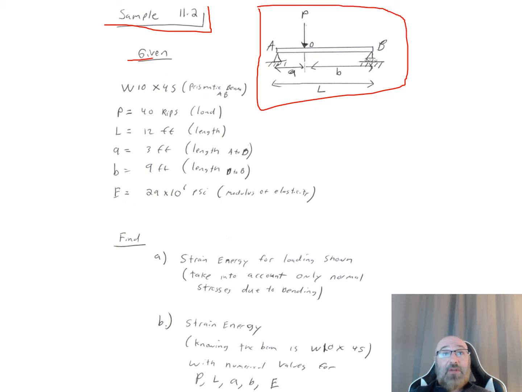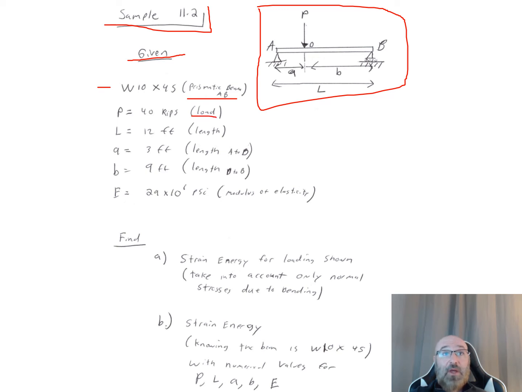I've redrawn my diagram over here. I also have my given information. Within my given information, I know this is a prismatic beam from A to B, and it's a W10 by 45 prismatic beam. Now I have all of my variables. For these variables, I want to have four different things: the variable name, the numeric value, the units, and how it relates to my problem.